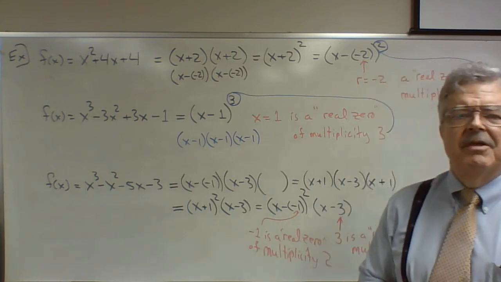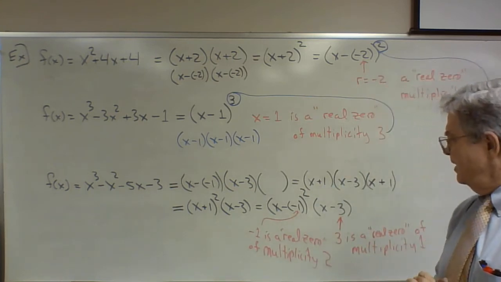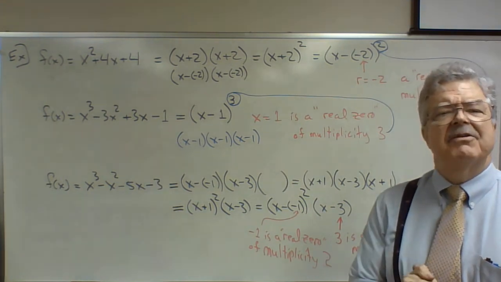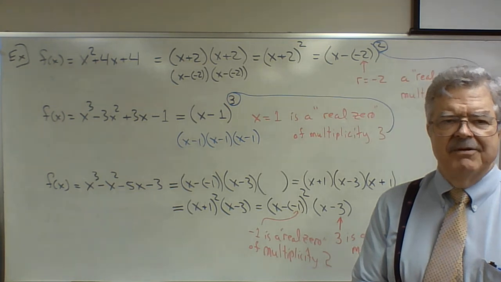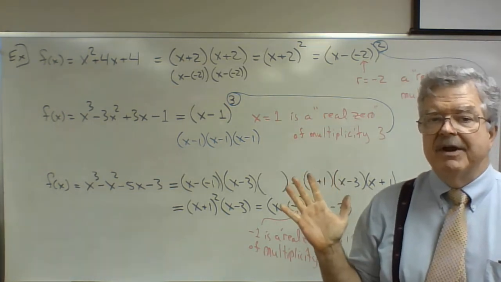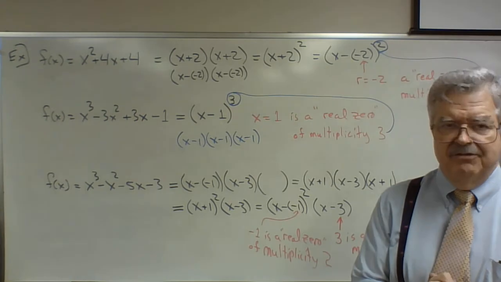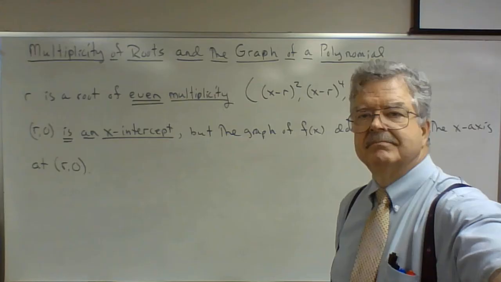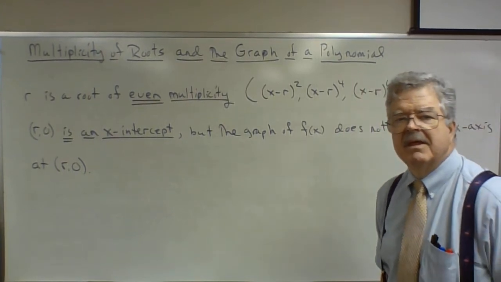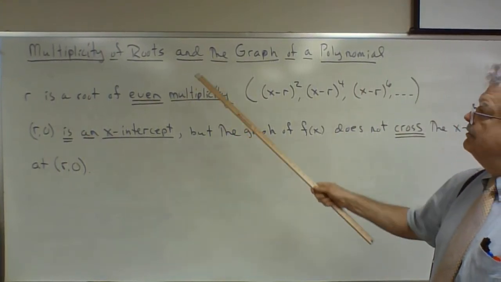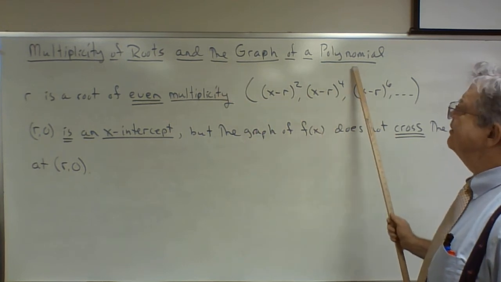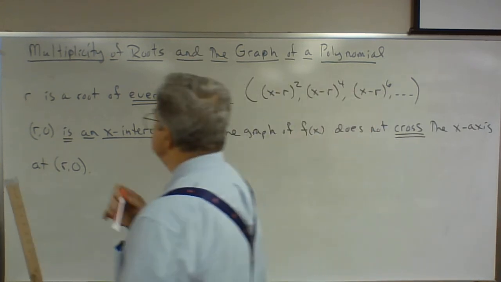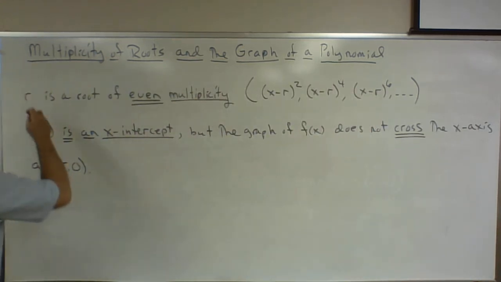We're interested in the multiplicity of real zeros because they have an effect on the shape of the graph of the function. That's why we're interested in the multiplicity of real roots. Multiplicity of roots and the graph of a polynomial. And let's look at our first case.